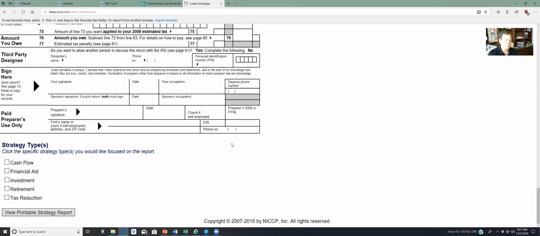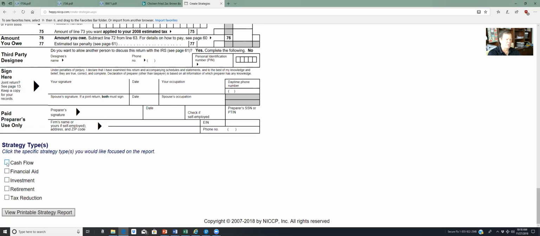Then down at the bottom, we have 5 different strategy types, or different categories of strategies. We have cash flow, financial aid for college, investment strategies, retirement strategies, and tax reduction strategies. These different categories will soon be expanded to 15 different categories to include charitable gifting, transition planning, divorce planning, wedding planning, long-term care planning, and so on. There'll be another 10 more types here, but for now, let's just look at these 5.